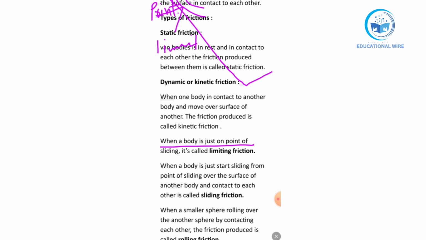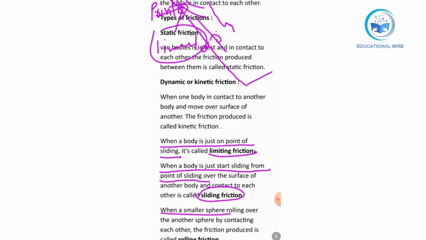When a body is just at the point of sliding, it is called limiting friction. It doesn't slide yet, it's just about to slide, so this is called limiting friction. Another: when a body just starts sliding from the point of sliding, over the surface of another body, with both in contact with each other, the friction is called sliding friction.